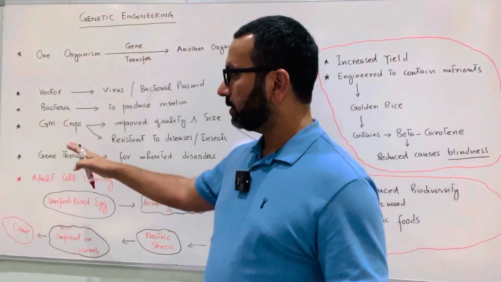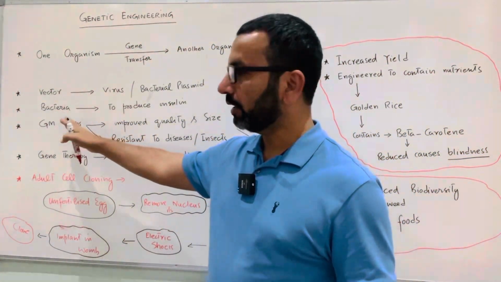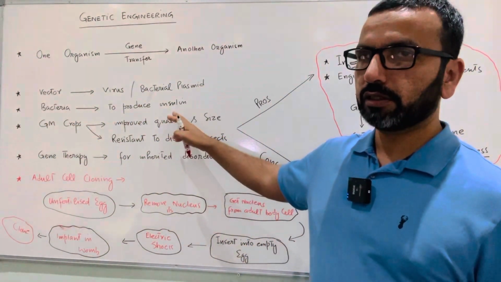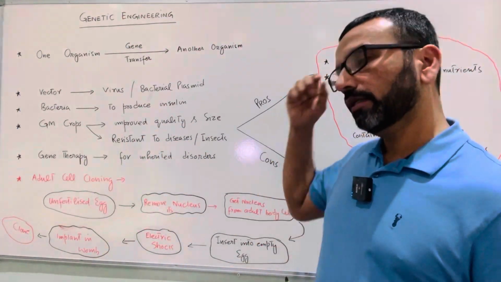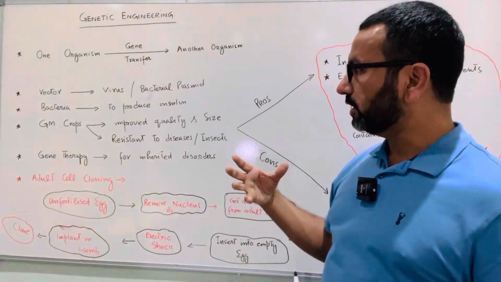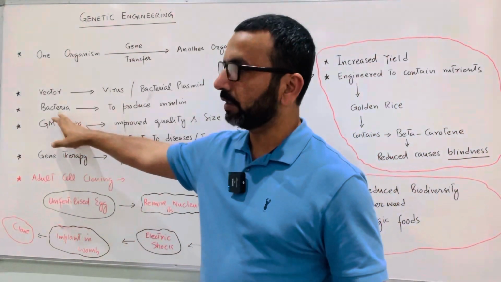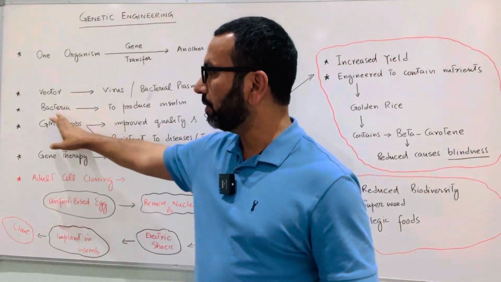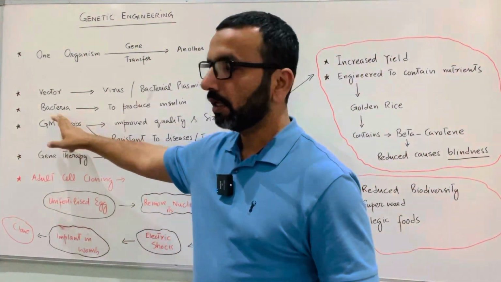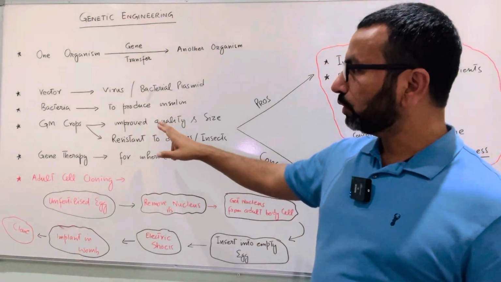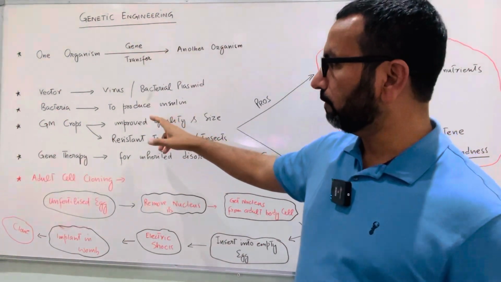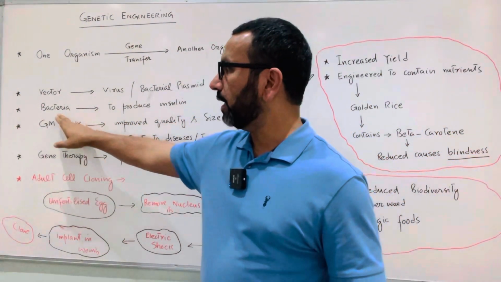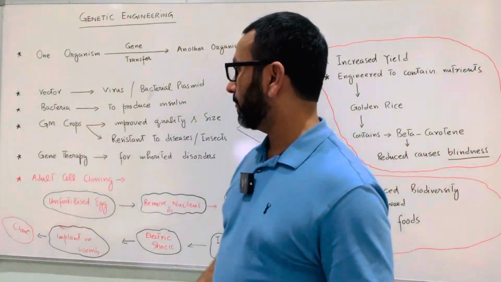There are some examples. One example is of bacteria. Genetically modified bacteria are used to produce insulin. So, what is the mechanism? The insulin producing genes are introduced into bacteria. Then these genetically modified bacteria are cultured in a growth medium, and they produce insulin. So, insulin is produced by genetically modified bacteria.